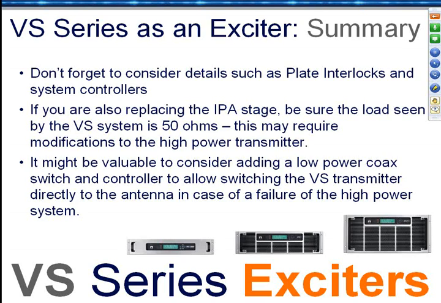And it may be valuable to consider adding a low-power coaxial switching controller to allow switching the VS transmitter directly to the antenna in case of the failure of the high-power system. Alternatively, and less expensively, have yourself a reducer at the site so that you could quickly remove the PA output coax and hook up this reducer, and then connect the coax directly to the antenna to put your IPA/VS exciter on the air that way.